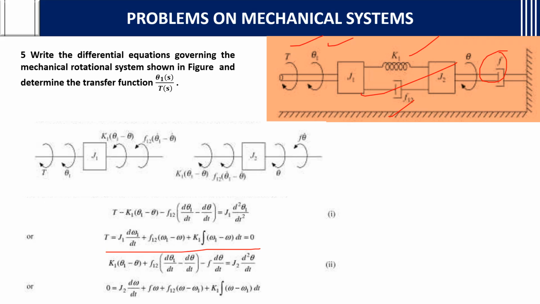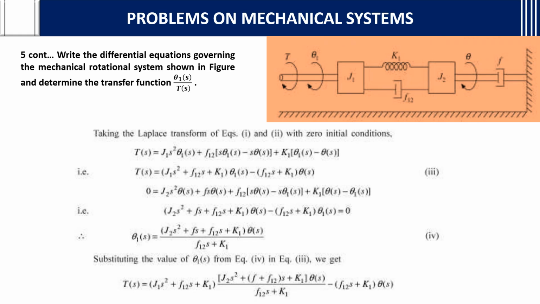T will be equal to J1 d square theta 1 by dt square, if you take this side, plus F12 d theta 1 by dt minus d theta 2 by dt, and K1 into theta 1 minus theta 2. Then you can write that theta in terms of angular velocity, also omega. For the second equation there is no torque, so it will become 0, and write the equation accordingly for J2 also. After writing, what will we do? We will take the Laplace transform of the first and second equation.